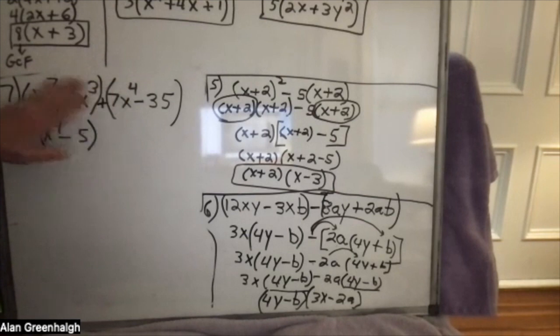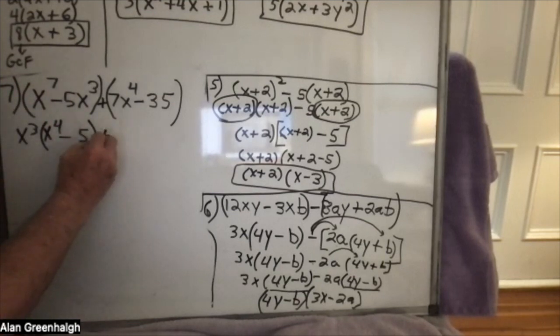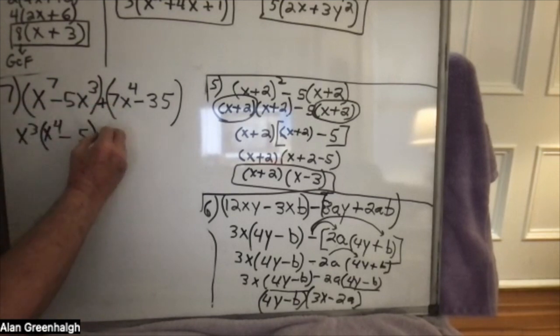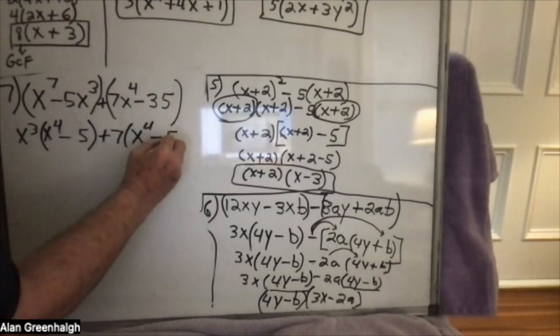Okay, so I'm just looking at right here, and you can see the 3 plus 4 is equal to 7, and you bring along the 3, everything is fine there. And over here, you could take out a 7, and you're left with x to the 4th minus 5.